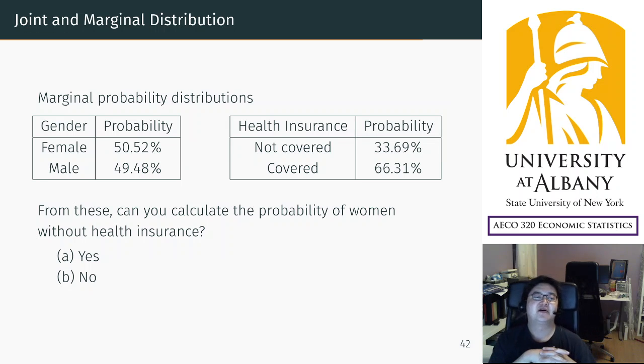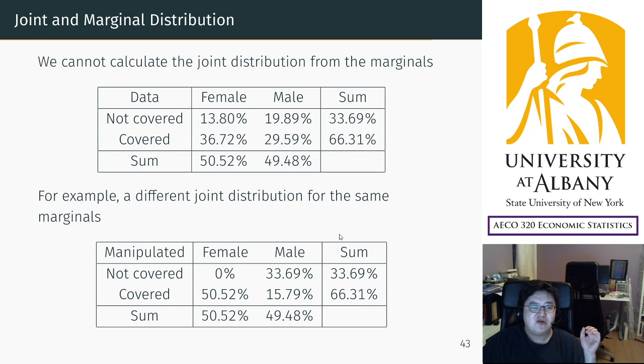Hi, in the previous video, I gave you this question. Can you calculate a joint probability using two marginal probability distributions? The answer is no. There are many different ways to think about this problem or to answer why it's not possible. I'll give you a simple example. I can explain this with an example.